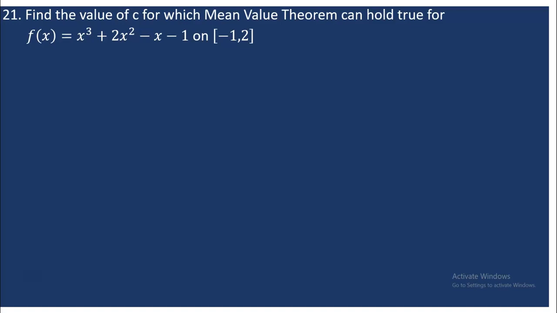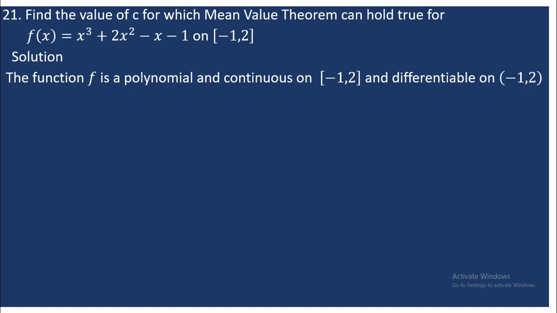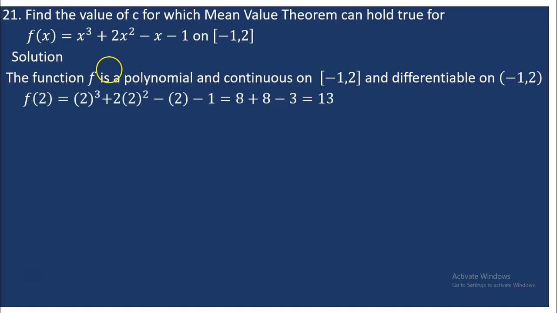Next, let's try to find f of -1 and f of 2, because the function is defined at -1 and at 2. So let's come to the solution. The function is a polynomial and continuous within the given closed interval, differentiable on the open interval. So finding f of 2 makes 2 cubed plus 2 times 2 squared minus 2 minus 1, and this makes 8 plus 8 minus 3, which makes 13.